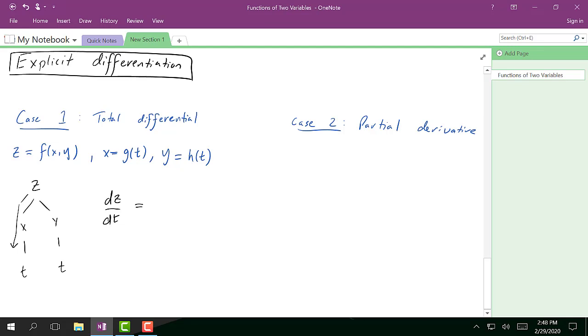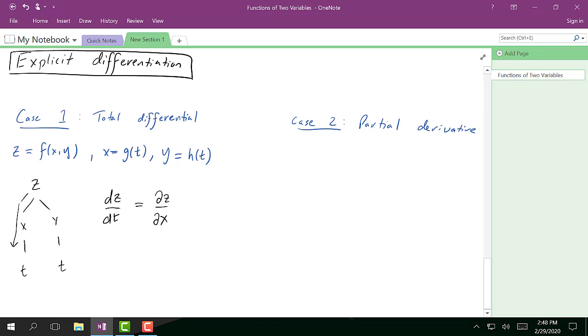So what we get is the partial derivative of z with respect to x, again because z is a function of more than one variable. But then we just have times dx dt, again a single variable case, plus the partial derivative of z with respect to y, going along the second branch, times dy dt.